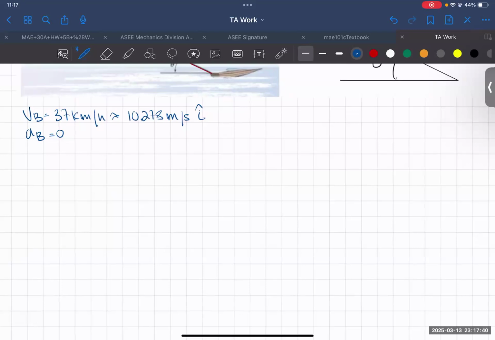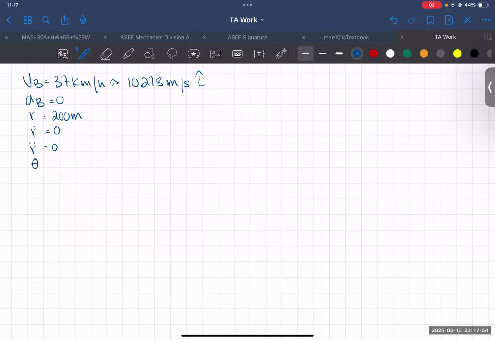We know that R is 200 meters, which is constant. That means R dot equals 0, R double dot equals 0. We know the initial angle theta equals 30 degrees. We know theta dot, the rate that it is changing, is 2 degrees per second. We change it to radians and we get 0.0349 radians per second. Theta double dot equals 0.